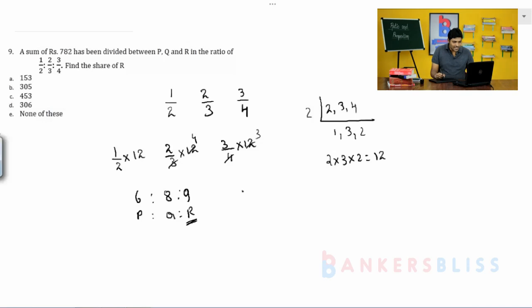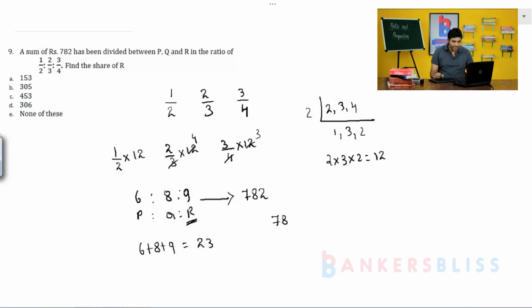So see here, 782 has to be divided in this ratio, 6 is to 8 is to 9. Therefore 6 plus 8 plus 9. So what is the value of 6 plus 8 plus 9? 6 plus 8 is 14, 14 plus 9 is 23.